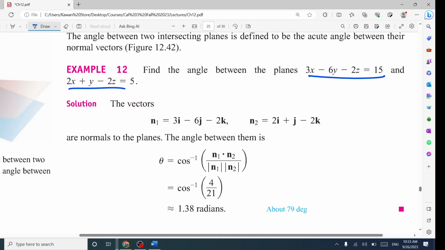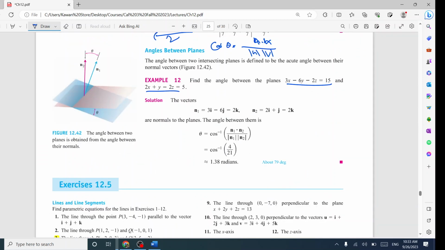Clear, everyone. Good. Do you have any question about chapter 12?